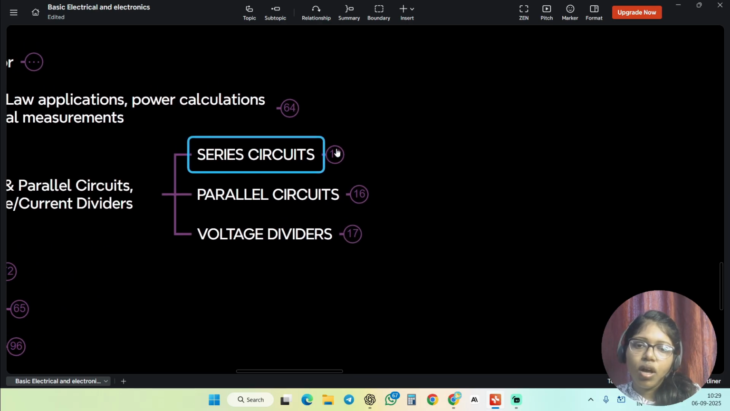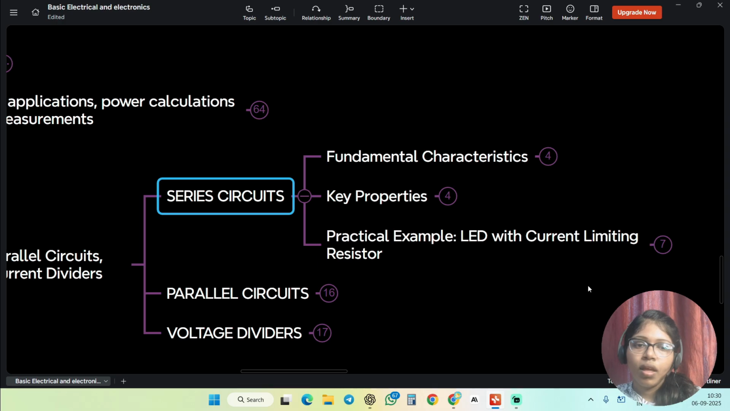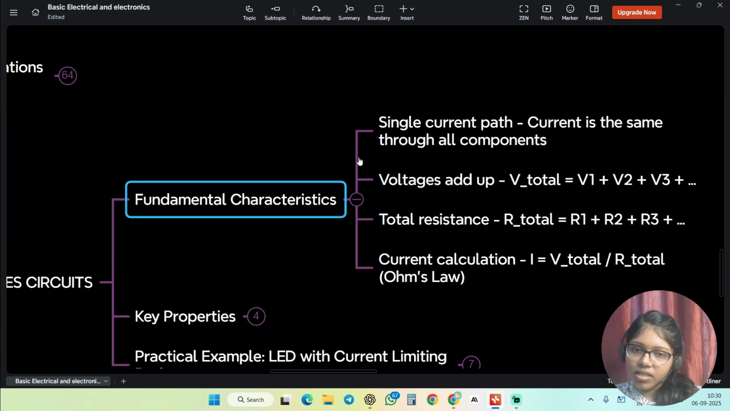First of all, if I connect the resistors in series, for example, I take two resistors. You just simply see this one. These two resistors have been connected in series. If I connect these resistors in series, what will happen? What changes can we feel, whether the voltage will change or the current will change, that kind of thing we are going to discuss. First of all, we will see the fundamental characteristics of this one.